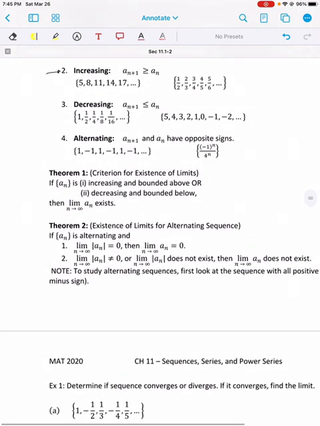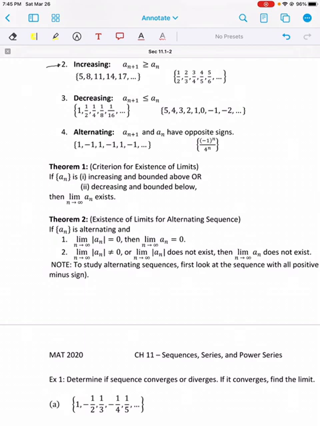Now the next thing we want to see is when we can say a sequence is convergent or when it is divergent. One thing we learned in the previous video is that if the limit of the nth term as n goes to infinity exists, then we say the sequence is converging, and if it does not exist, we say the sequence is diverging.